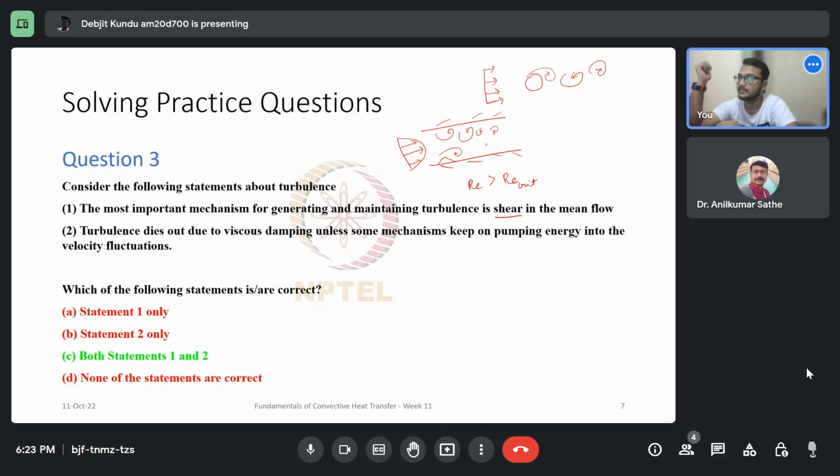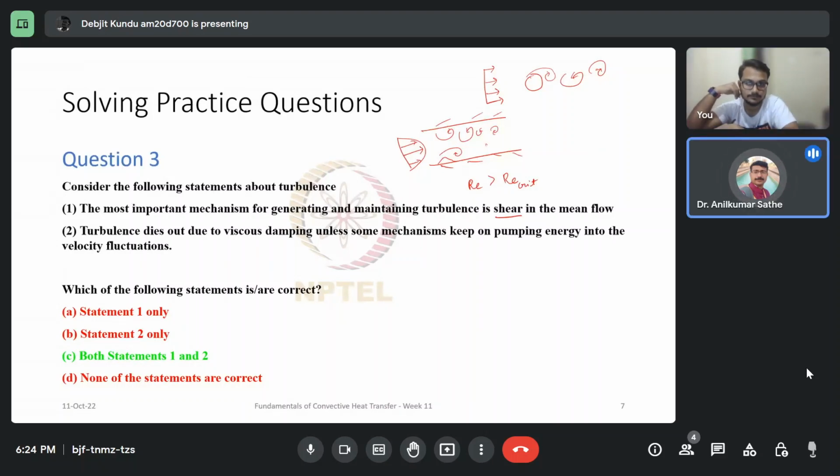But this incoming fluid brings further and more kinetic energy, pumping energy into the system and sustaining those turbulent fluctuations. So that's why statement 2 is also correct. As a result, option C, both statements 1 and 2 correct, is the right solution.